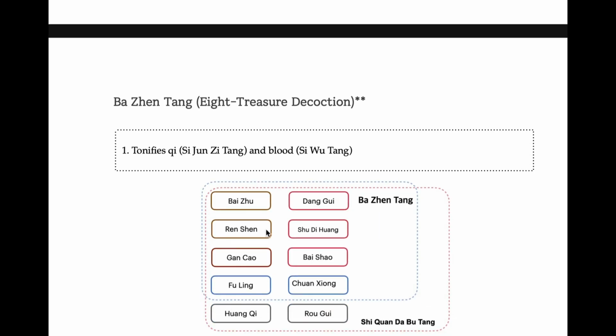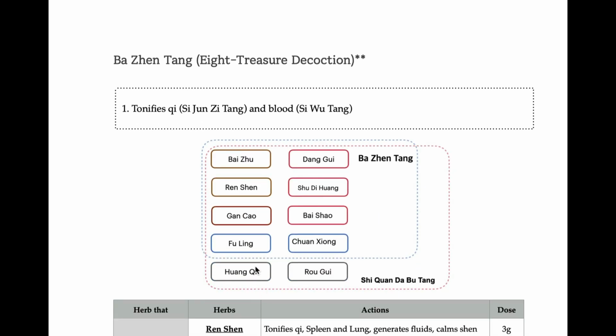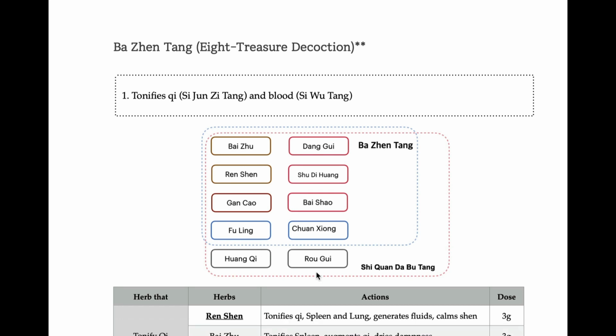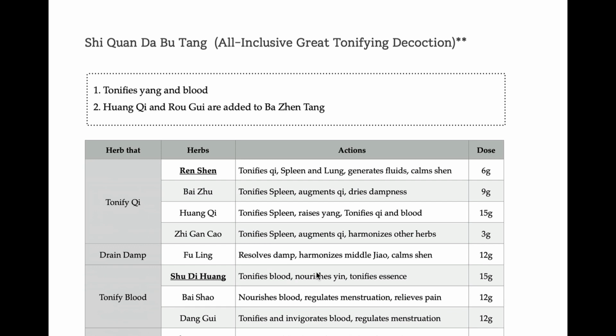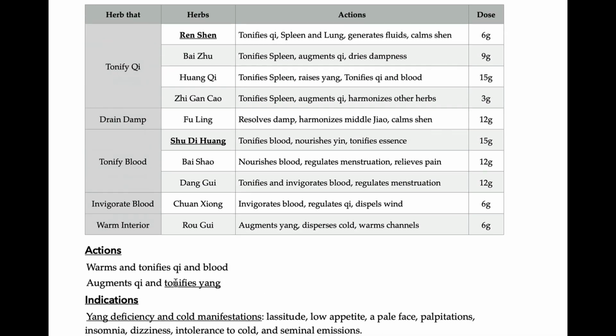Bazhentang, not much of an explanation for Bazhentang, but remember this. Shiquan Dabutang, what is the difference? Huangqi and Rougui tonify yang. So Bazhentang, qi and blood, but Shiquan Dabutang, yin and yang. So it tonifies yang deficiency. That is the big difference between Shiquan Dabutang and Bazhentang. So underline the part, tonifies yang. So cold manifestation.